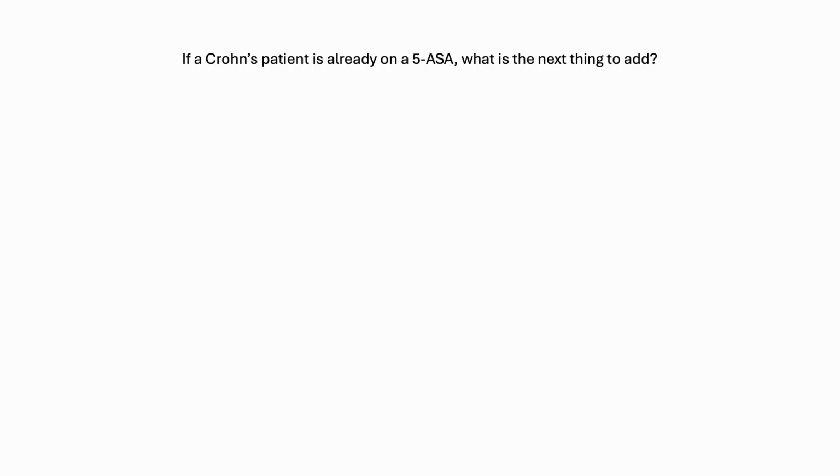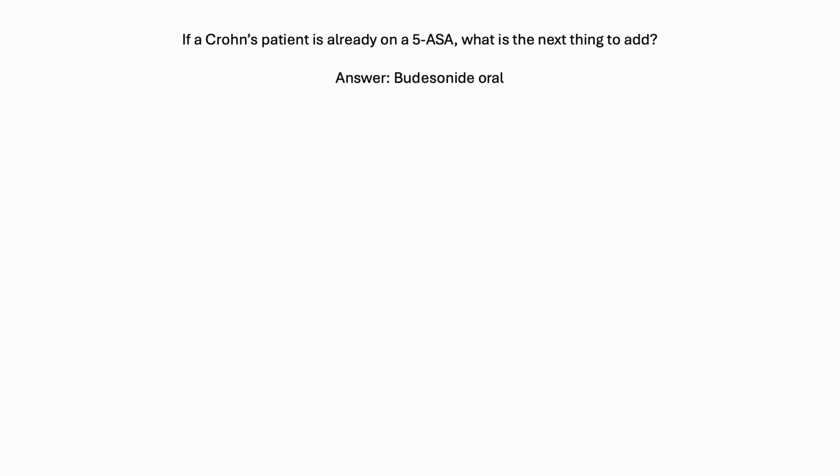All right. So if a Crohn's patient is already taking 5-ASA, what would be the next thing to add? So we're going to add on budesonide oral. Basically, any steroid is going to be your next move once you start the 5-ASA.